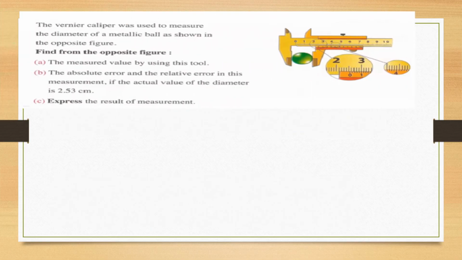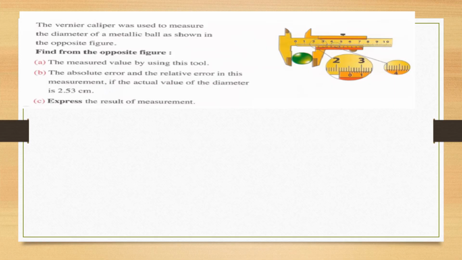The Vernier caliper was used to measure the diameter of a metallic ball as shown in the figure. Find from the figure: A, the measured value by using this tool; B, the absolute error and the relative error in this measurement if the actual value of the diameter is 2.53 centimeters; C, express the result of measurement.